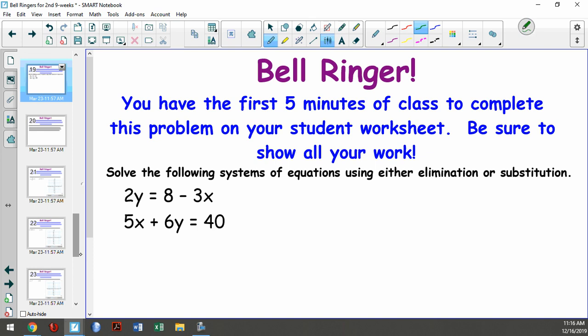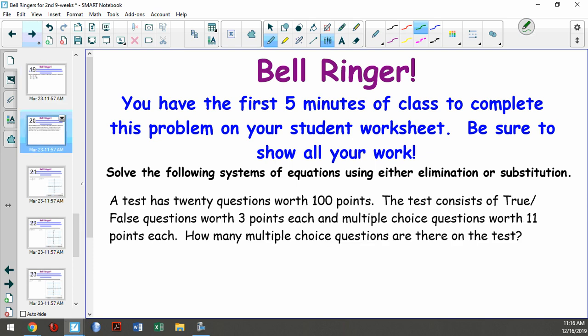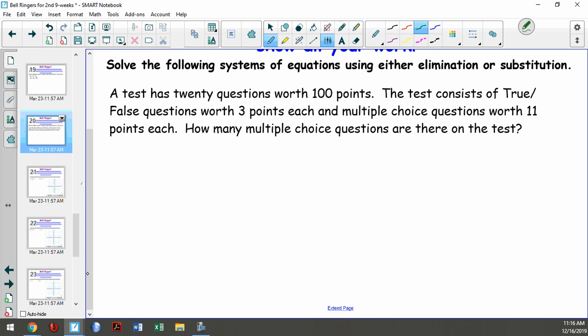This one right here, you should have gotten what ordered pair? Negative 4, 10, yes. All right, the next one is going to be an application problem. Yes, you're going to have application problems on the test. You have to be able to muddle through them.